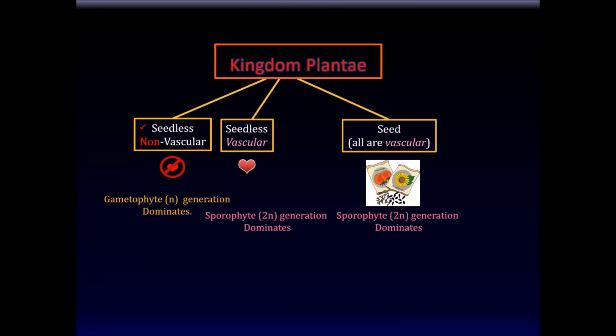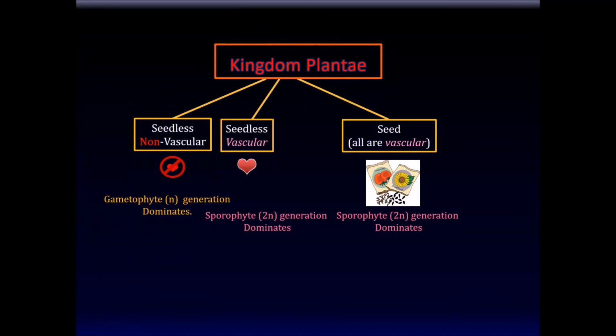Thus, the plant kingdom, as you recall, was divided into the seedless non-vascular plants, the most primitive form of plants, and then the seedless vascular plants and the seed plants, which are always vascular. And you will observe that in the most primitive form, the seedless non-vascular plants, it is the gametophyte generation that dominates. Beyond these, even the seedless vascular plants have a dominant sporophyte generation, and in the seed plants, it is the sporophyte generation that dominates. And that is intuitive, because you would rather have 2 copies of DNA, so there are more genes to work with, than a single copy of the chromosome.